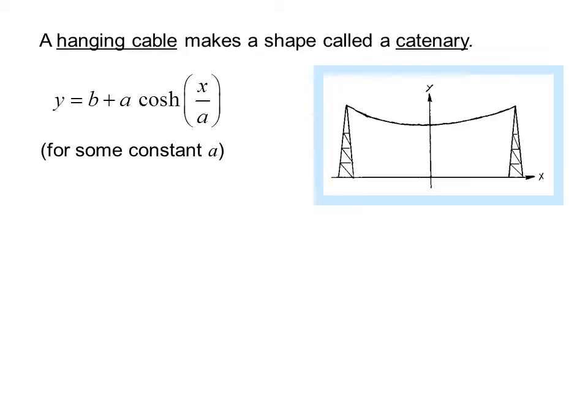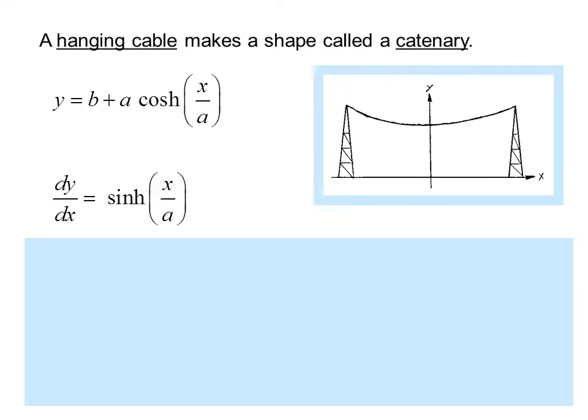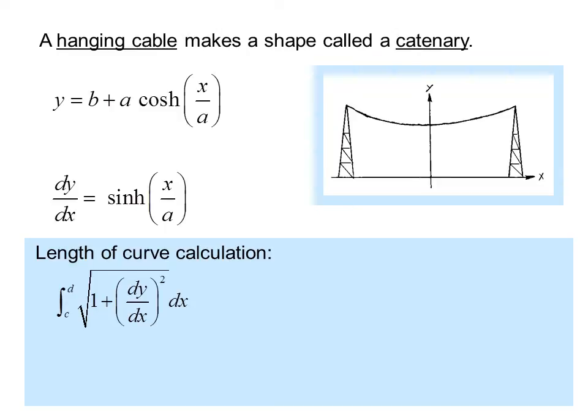The equation for the catenary is y equals b plus a cosh x over a, for some constant a. Taking the derivative to find the slope, we have dy dx equals sinh x over a. Applying the length of curve formula, we get the integral from c to d of radical 1 plus dy dx squared dx, which is the integral from c to d of radical 1 plus sinh squared x over a.